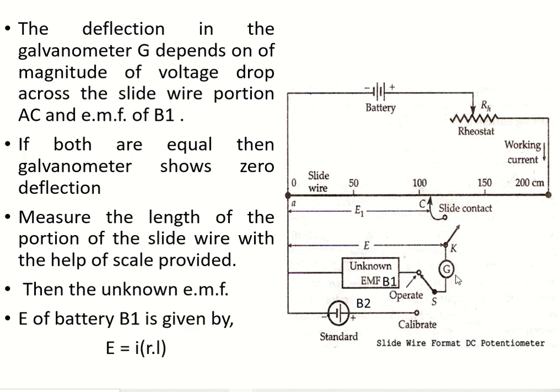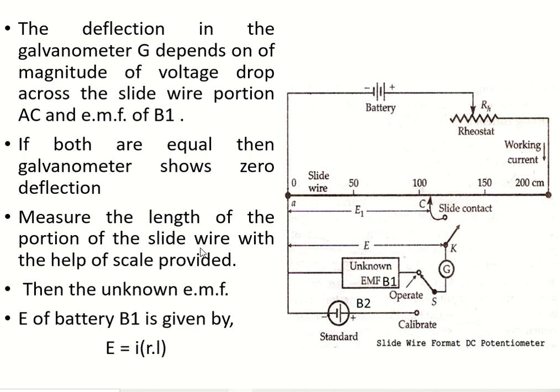If the galvanometer shows zero deflection at this point AC, the deflection depends upon this voltage E1 and this voltage, that is battery voltage E. If these two voltages are the same, the galvanometer shows zero deflection. If E1 is more, it will deflect in one direction. If E is more, it will deflect in the other direction. So if both the voltages are the same, then the galvanometer shows zero deflection.